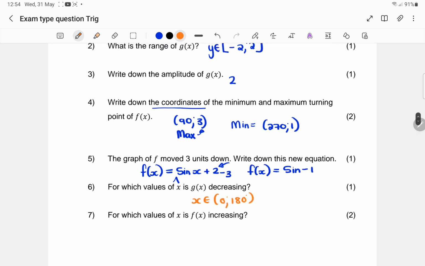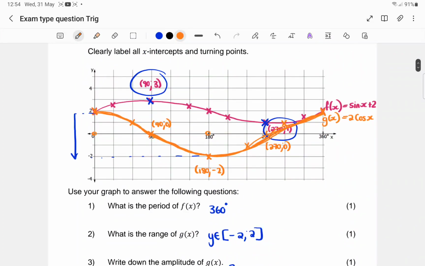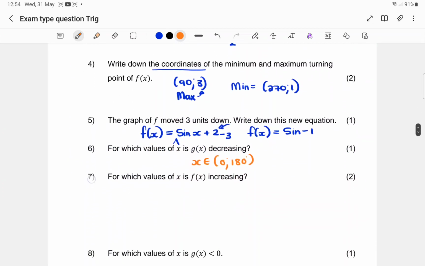And I do not include the endpoints. Why? Because they say to you it is decreasing. At that point, it is standing still. Then just after 0, it starts decreasing. That's why, do you see, we're not going to include that 0. And right here at 180, for a split second, it stops and then it starts increasing. So that's why those two endings for the x values are not going to be included.